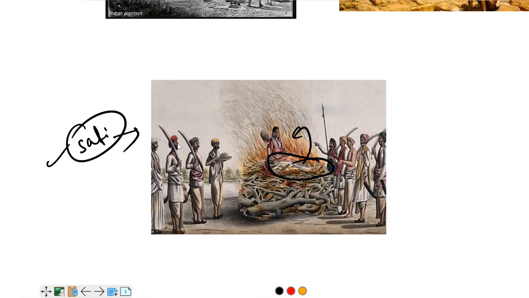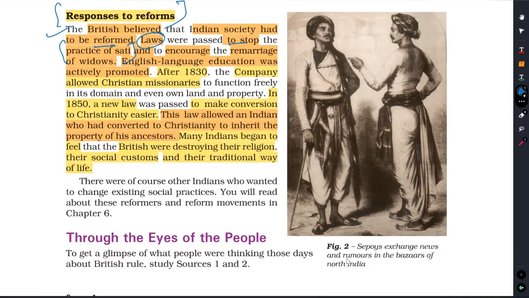Even though we don't like the British rule in our country, they brought a few changes that changed our society. They brought very good changes in our society. They banned this inhuman practice of sati. They also encouraged remarriage of the widows.